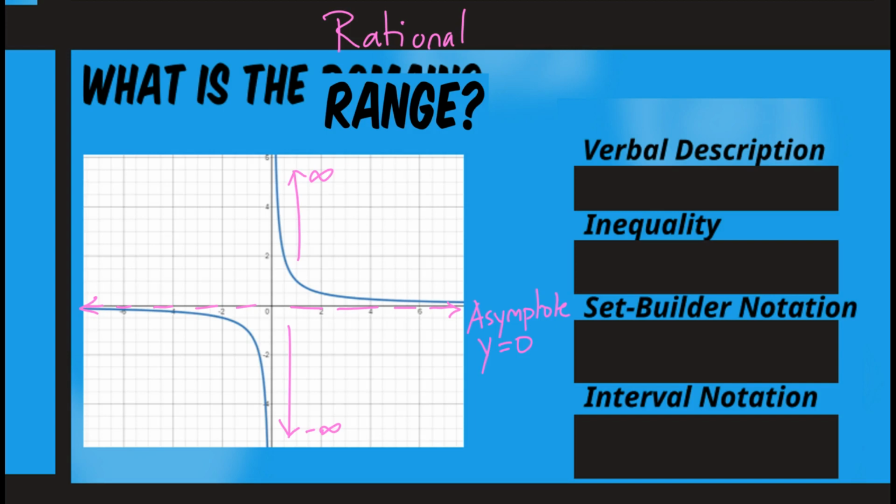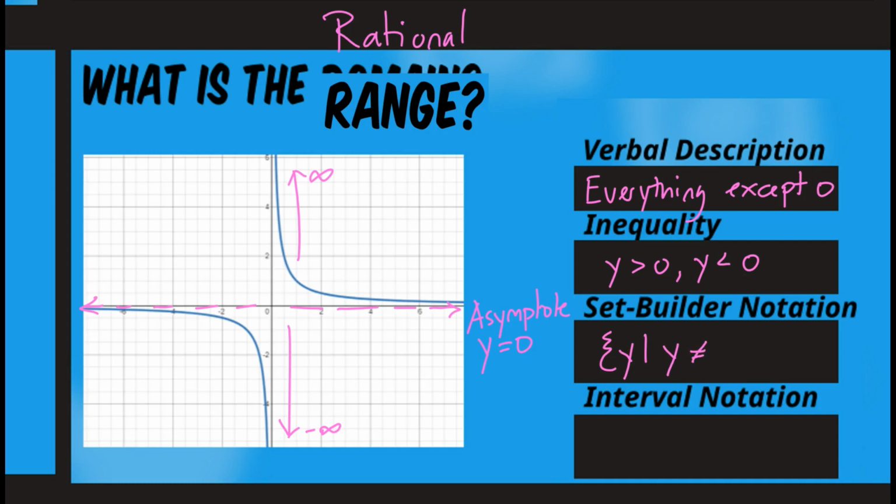So here, our verbal description of the range is everything except 0. Everything except 0. So in inequality notation, this would be y is bigger than 0 and also y is less than 0, but not equal to. Set builder notation, so you do a squiggly bracket, y, such that y is not equal to 0. That is the only thing y cannot be.